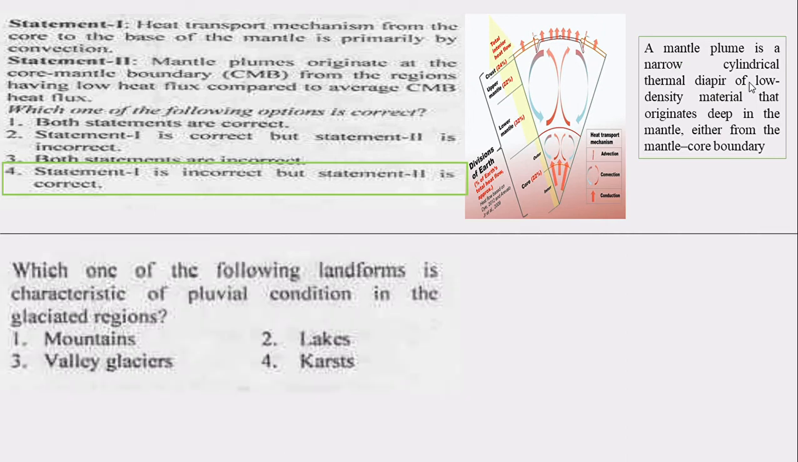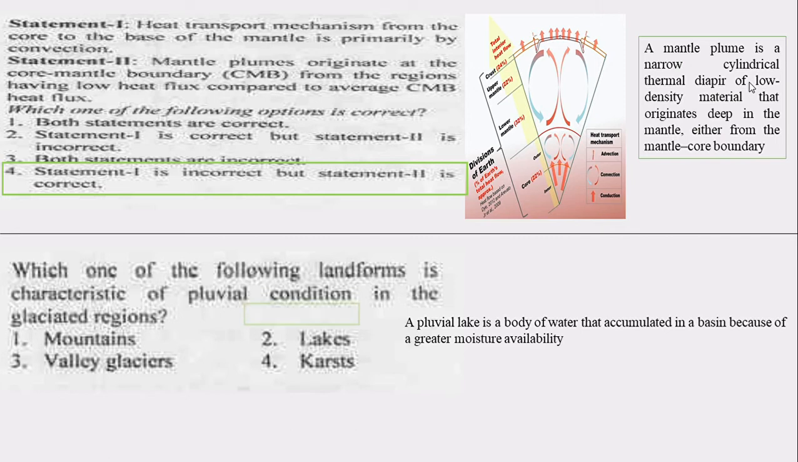And the next question is: which of the following landforms is characteristic of pluvial conditions in the glacial region? The term pluvial indicates a lake body. So obviously it is not the mountain, it is not the valley glacier, it is not the karst. So the answer should be option 2, that is the lakes.